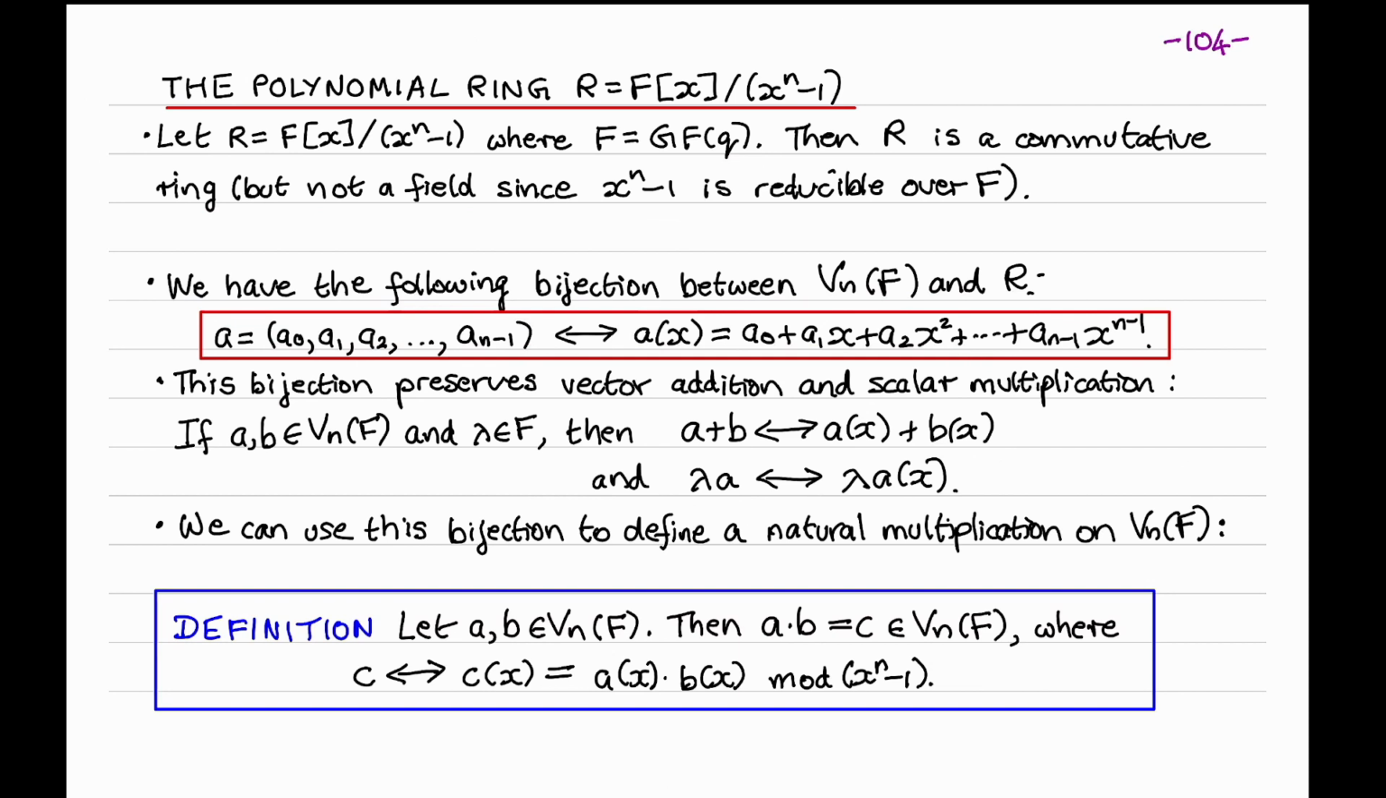So let A and B be vectors in the vector space. Then A times B is defined to be the vector C, where the polynomial associated with C is A of x times B of x, modulo x to the n minus 1. Note that this polynomial has degree at most n minus 1. So the vector corresponding to C of x has length n.